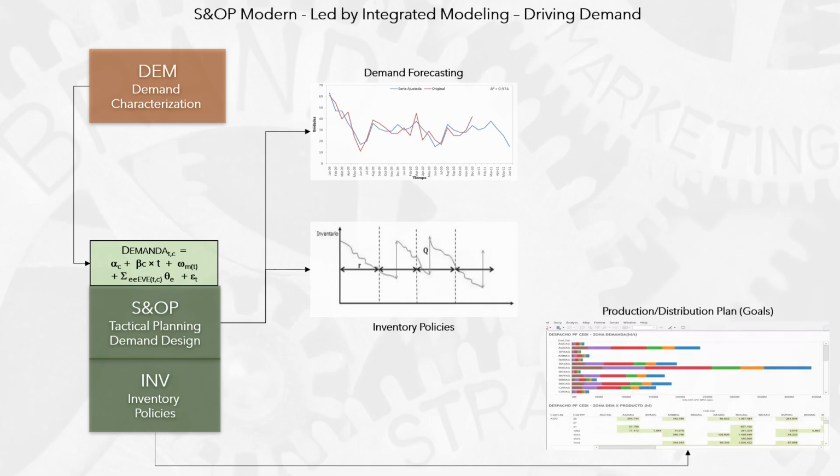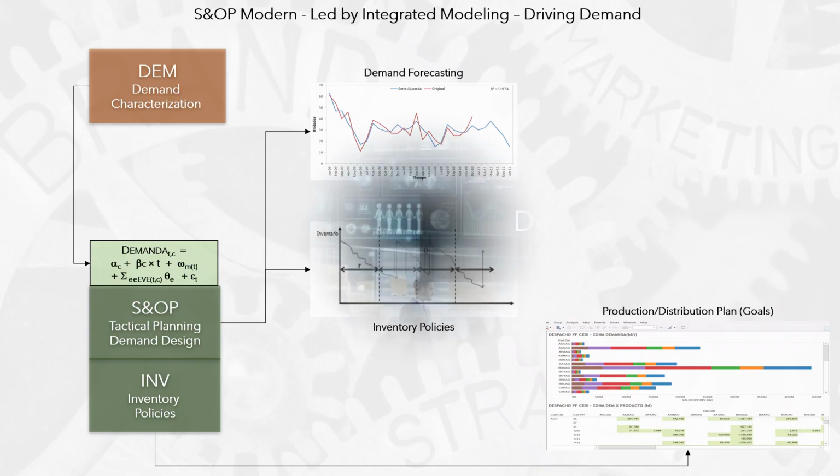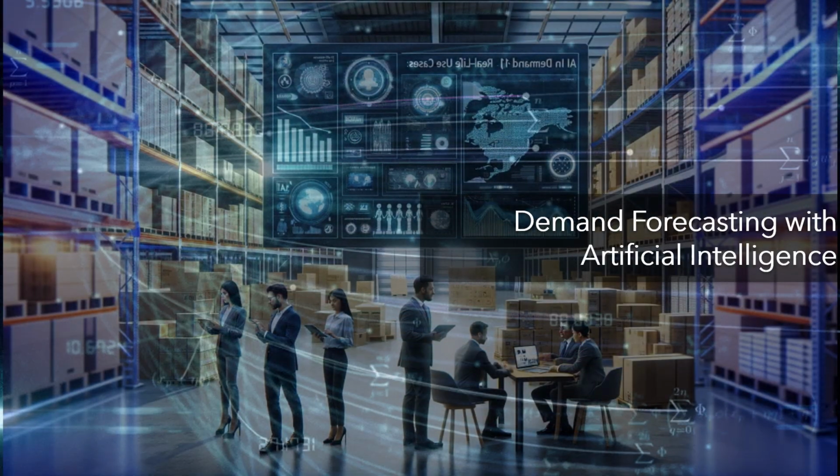The fundamental result of the SANDOP model will be the same as in the traditional method: the plan of the goals, production and distribution, to be achieved during the planning horizon. But it will be a realistic, feasible, and economically optimal plan. Demand forecasting with artificial intelligence.